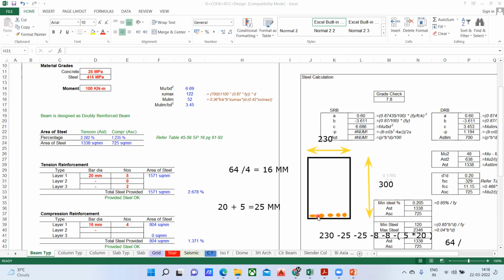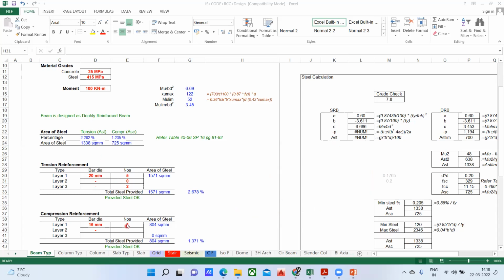So the code says that minimum you have to keep 25 mm, but according to our calculation we got 16 mm, and this 16 mm is less than 25 mm. So practically we cannot go with this arrangement. Got it? So even though we are getting a good steel here, practically it is not possible. So what we are going to do, we'll keep a 20 diameter 3 bar only.